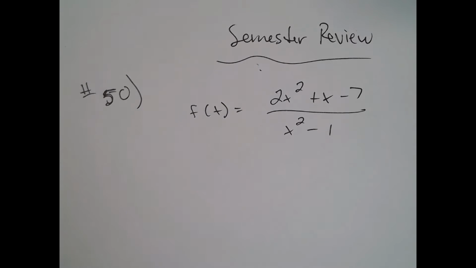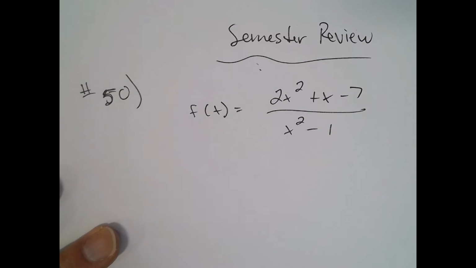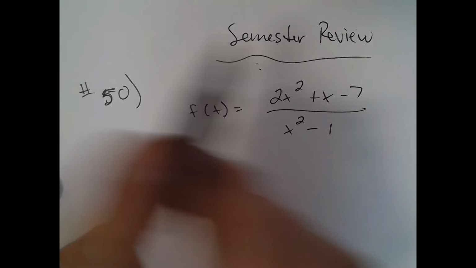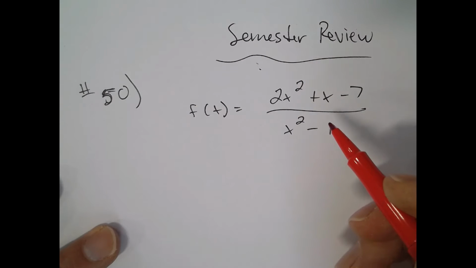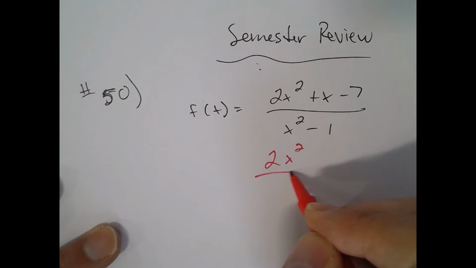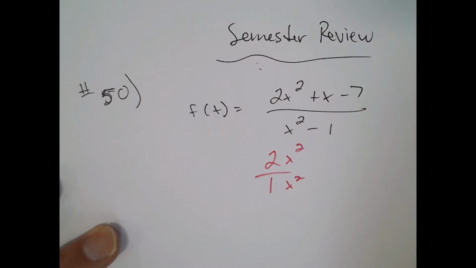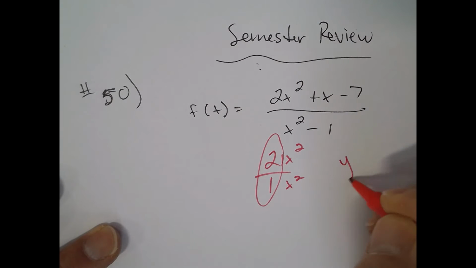Semester review number 50, find the horizontal asymptote for that function. So if we have a polynomial divided by a polynomial, you can find the highest degree term on top and compare coefficients to the highest degree term on the bottom. Well, we have 2x squared over 1x squared. So the horizontal asymptote is just the ratio of those coefficients, so it's y equals 2.